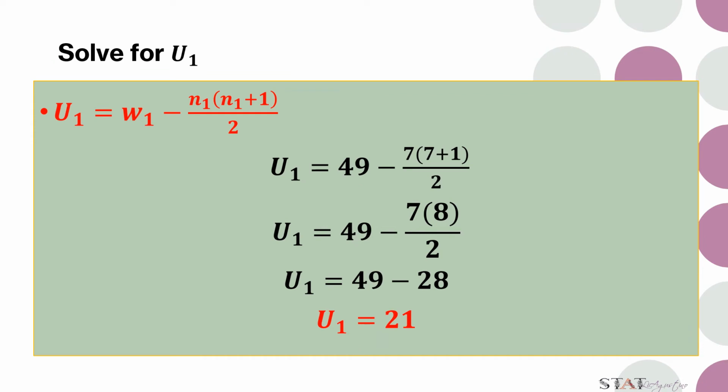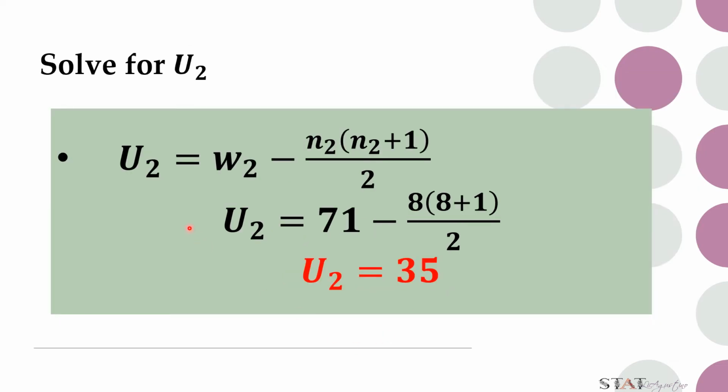And then solve for U2 or U1. U1 is equal to W1 minus N1, this is the sample size for group 1, times the sample size for group 1 plus 1, divided by 2. Substitute the value for W1 that we got in the previous calculations. 49 minus 7 times 7 plus 1 divided by 2. With an algebraic operation, we will arrive at this number, 49 minus 28 is equal to 21. So this is now our U1.